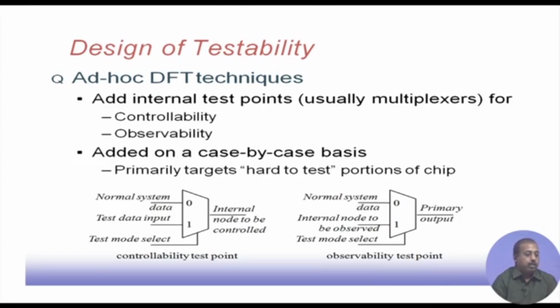Primarily, we target hard-to-test portions of the chip, the parts for which we find it very difficult to put a particular signal line to some desired value. There we do this, and similarly for the output, where it is very difficult to observe. This is added on a case-to-case basis, and whatever we do for one circuit may not be true for another circuit. It has to vary from circuit to circuit, and the hard-to-test regions of the chip are targeted in this fashion.